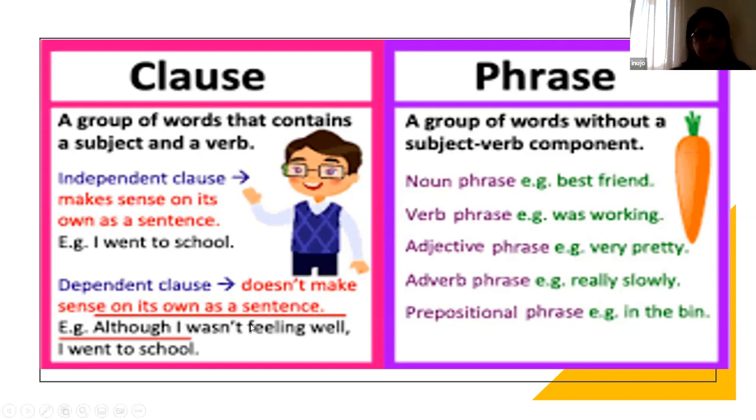For example, there's something called a noun phrase. Example, best friend. If you add an adjective to friend, it becomes best friend. Verb phrase: was working. Adjective phrase: very pretty. Here you can notice that there is no subject and there is no verb. It is just basically two words which may make a meaning on their own or may not. So, for example, prepositional phrase: in the bin. Or adverb phrase: really slowly. So in many places it is not necessary that you will have a fully formed meaning. You can have a meaning or may not have a meaning.